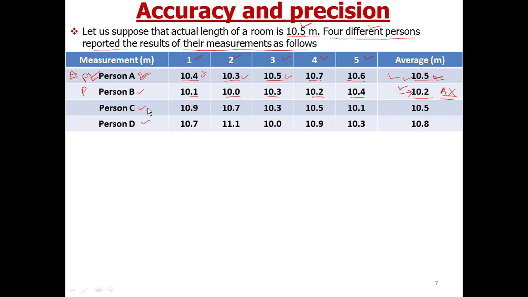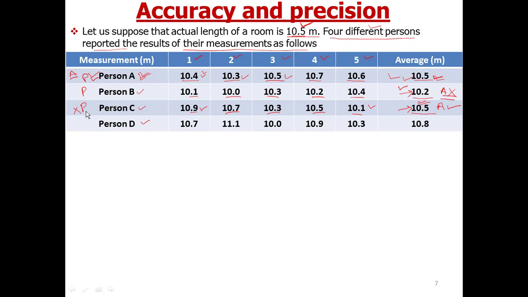Let us see person C. First let us see his average value. His average value is 10.5, which is close to the actual value. So we will say his result is accurate. But if you look at his individual measurements, they are not close to one another. One time he has reported 10.9, another time he has reported 10.1. So there is a huge difference between these two values, and also they vary to a greater extent from the average value. So we will say the results of person C are not precise.